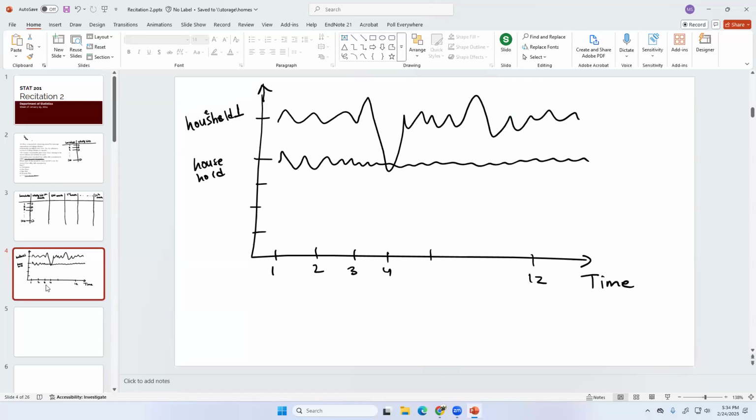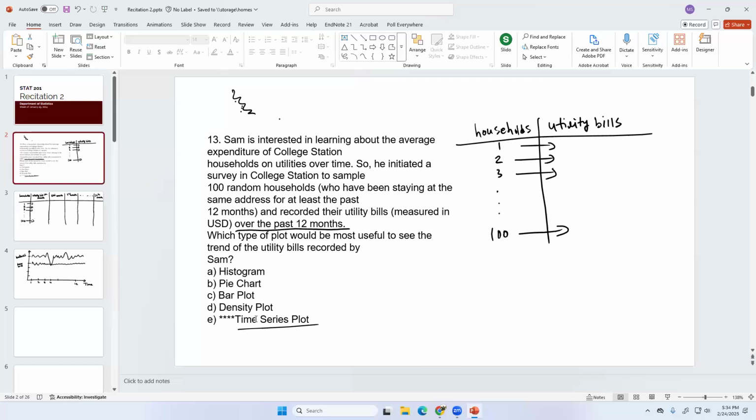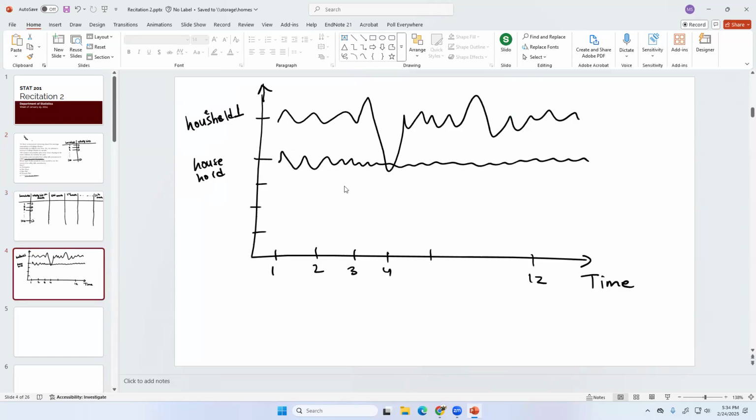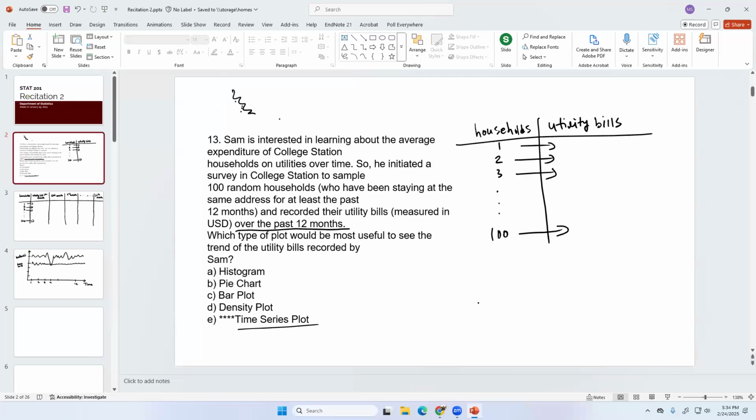Okay, that makes sense. Time series are usually useful when you have data that changes with time. You have the same variable, the utility bill, but we are collecting over different time periods. So this will make the most sense while visualizing the data set. Out of all of the other options, pie chart, bar plot, they are all good for visualizing, but since we have time, we need a time series plot. Okay, this makes sense. Any follow-up questions on this? No.